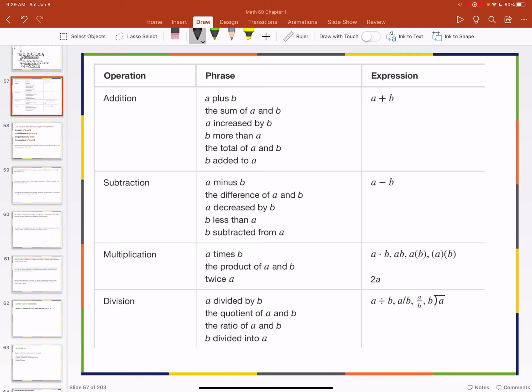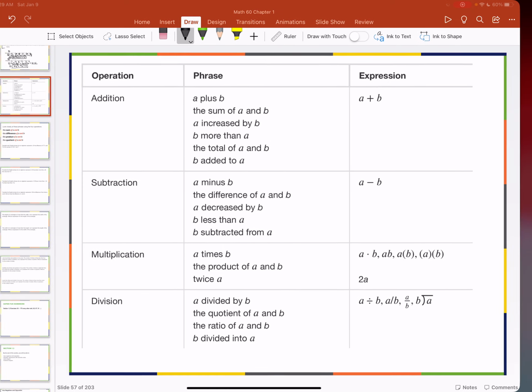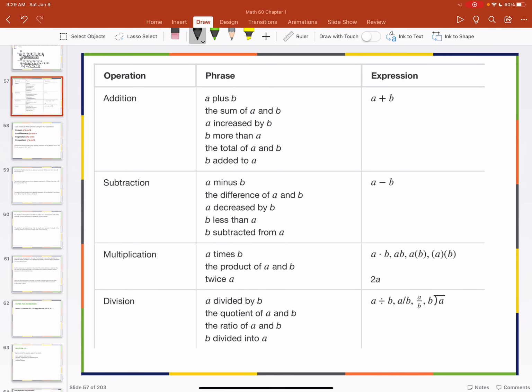b less than a. Notice the order here, a decreased by b, right? When you say b less than a, notice that it flips order. This is a minus b. Less than means to put it in behind it. And subtracted from, that's another one, right? So see how b is first, but when you write it down symbolically, it goes after the minus sign. So there you go. That's the only thing that I have to remember.